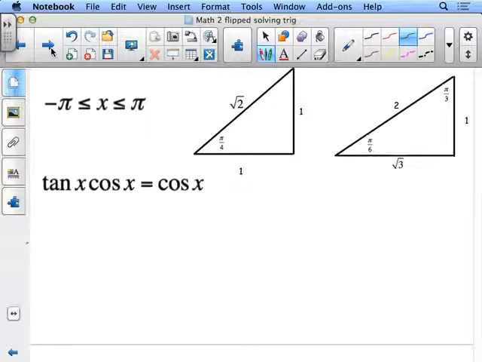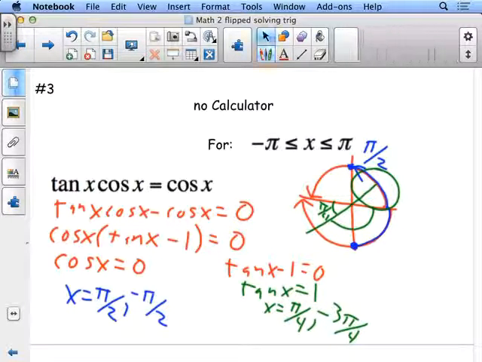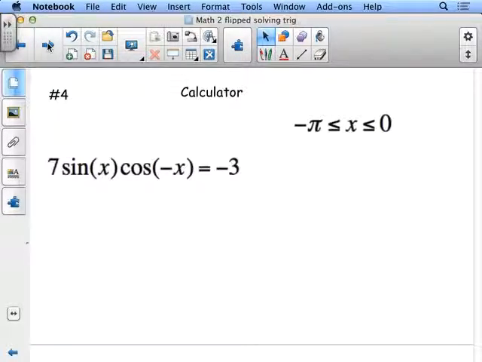And I forgot to put this up, but the reason it's pi fourths is tangent of pi fourths equals 1 over 1. Okay? Also, tangent's positive over here. Well, if this is pi fourths, then to get to that one, I got to go negative 3 pi fourths. Okay? And then try this one out with a calculator.